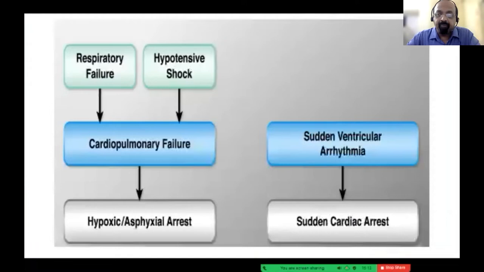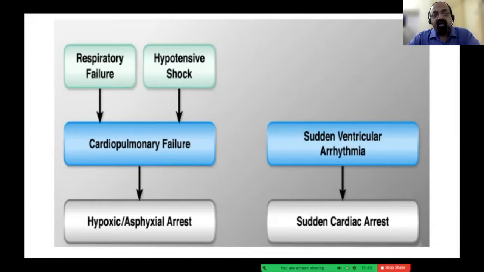As we know, in an adult, cardiac arrest is mainly due to a cardiac issue like a myocardial infarction. If an adult suddenly collapses, the rhythm is ventricular fibrillation, where the shock is more important than CPR. In children, it is mostly respiratory failure and hypotensive shock leading to cardiopulmonary failure, which leads to cardiac arrest. But yes, about 5 to 7% of children might have direct cardiac events. We talk about that as well, because if you recognize early, the outcome is very good.